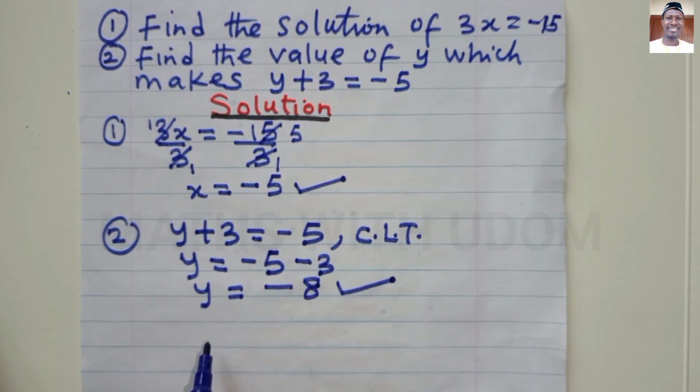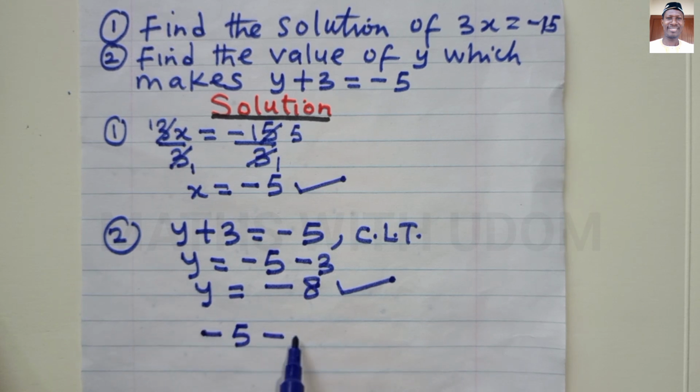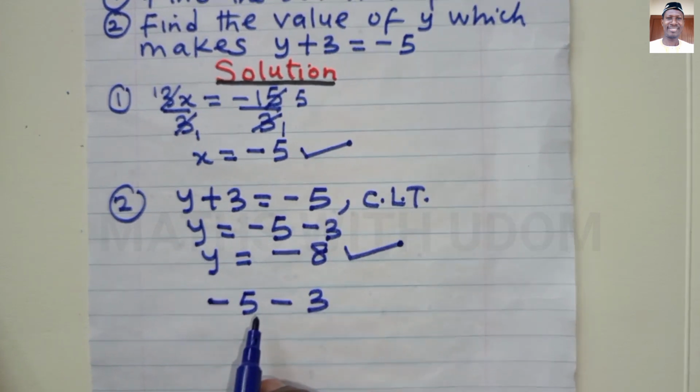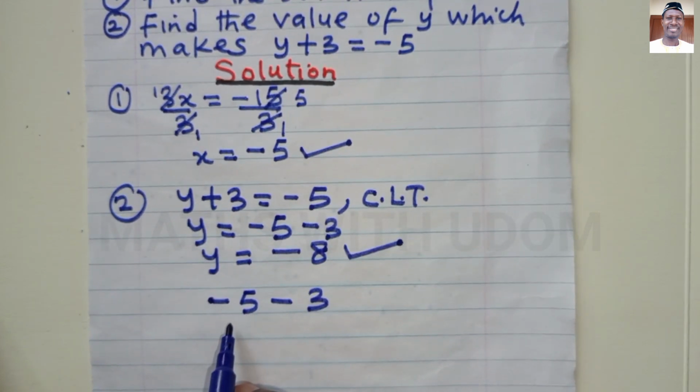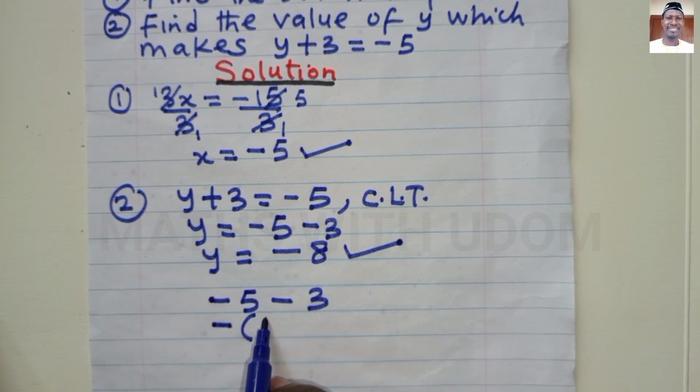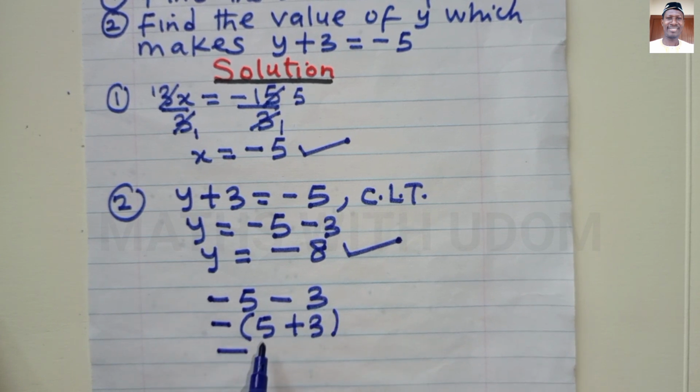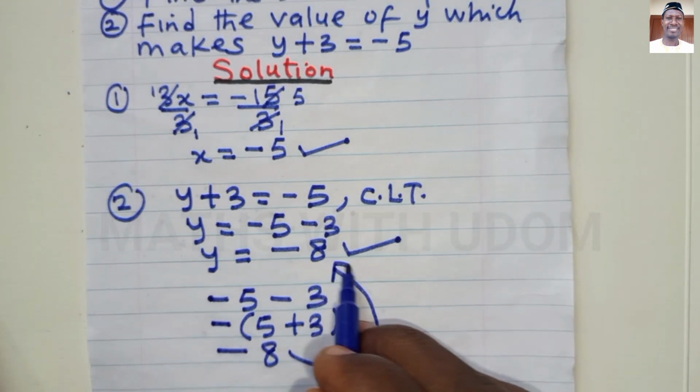How did I get minus 8? You can do it like this. Minus 5 and minus 3. What is the common symbol? Negative is common. So you bring out the negative. Then you add the two numbers, 5 plus 3, and that will give us minus 8. So that is how I got this.